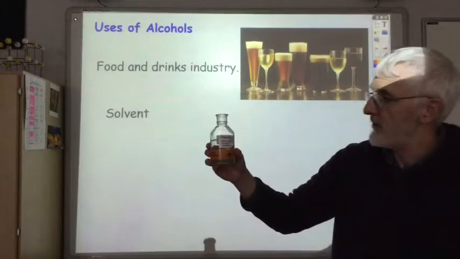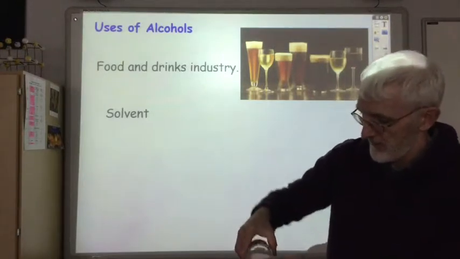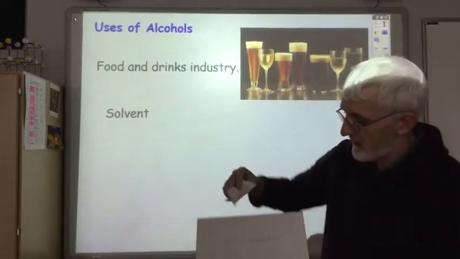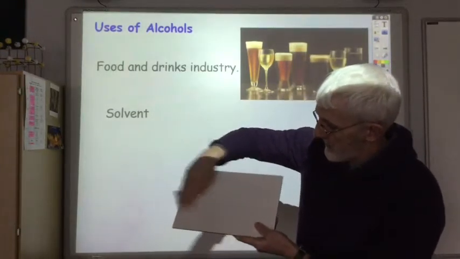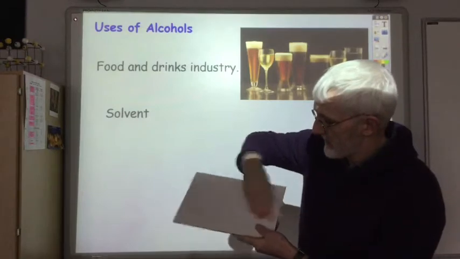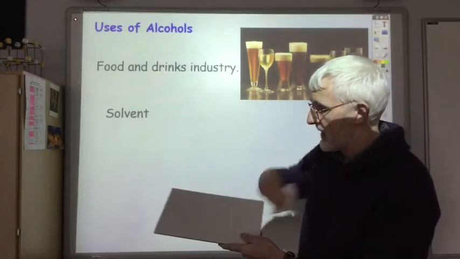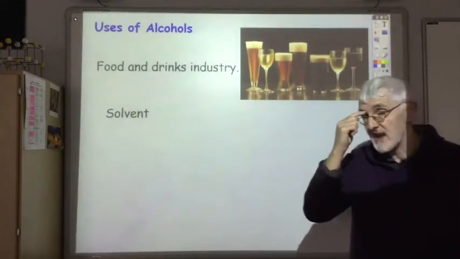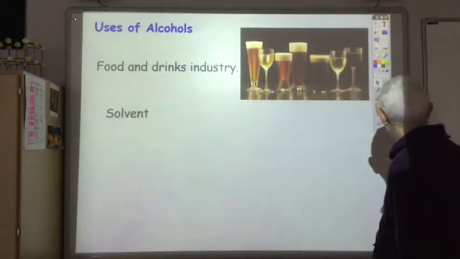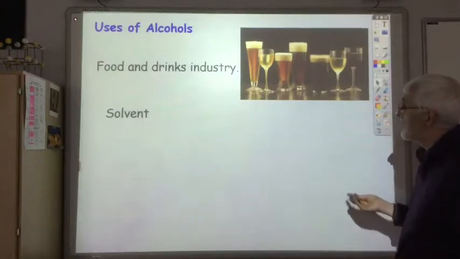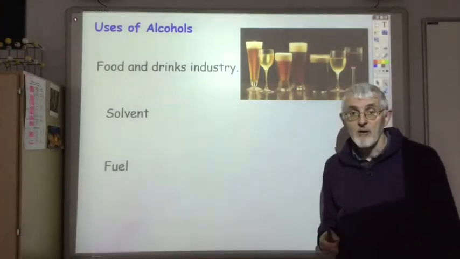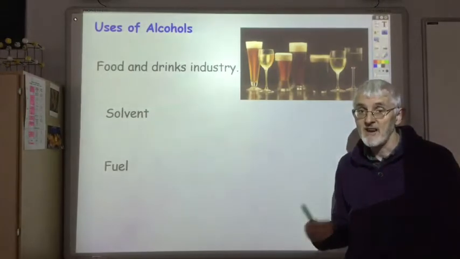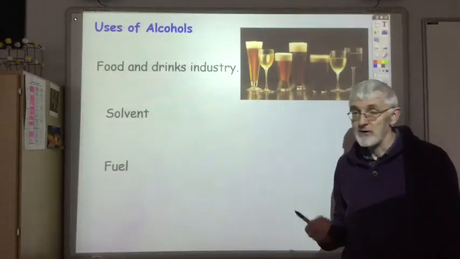I've got some ethanol here. And hopefully this will be removed by the ethanol. So that's just one example of ethanol being used as a solvent. Other major use of alcohols is as a fuel, because they burn very easily and are great fuels.